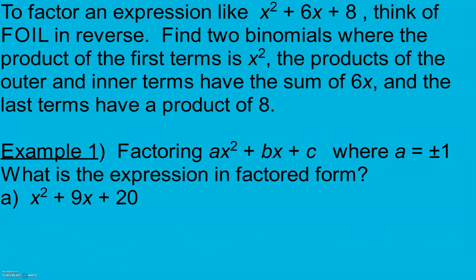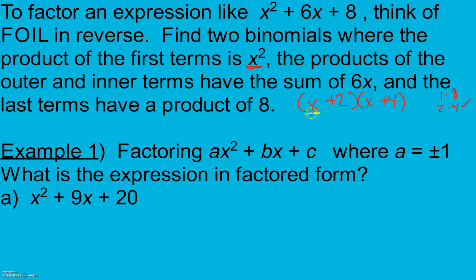So to factor an expression like x squared plus 6x plus 8, think of FOIL in reverse. We're going to find two binomials where the product of the first terms is x squared. So to get to x squared is x and x. The product of the outer and inner terms have the sum of 6x, and the last terms have a product of 8. So there's a lot of things that add up to 6, but there's only a couple things that multiply to 8. Our options are 1 and 8, and 2 and 4. We also need them to add to 6. So 2 and 4 are what we want. It's like we FOILed backwards here, in reverse.